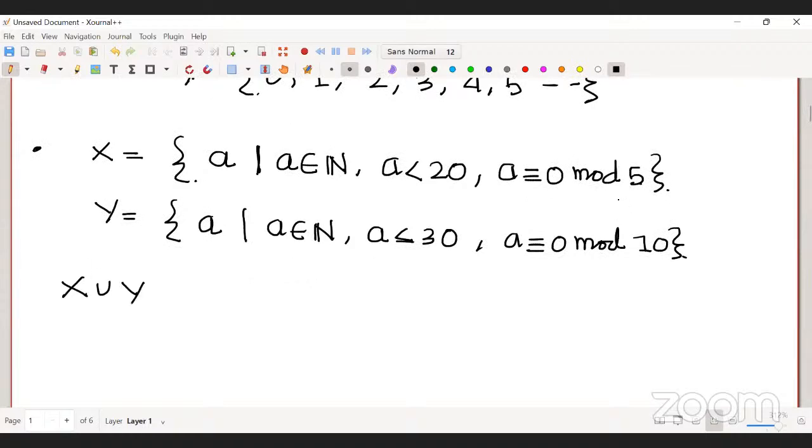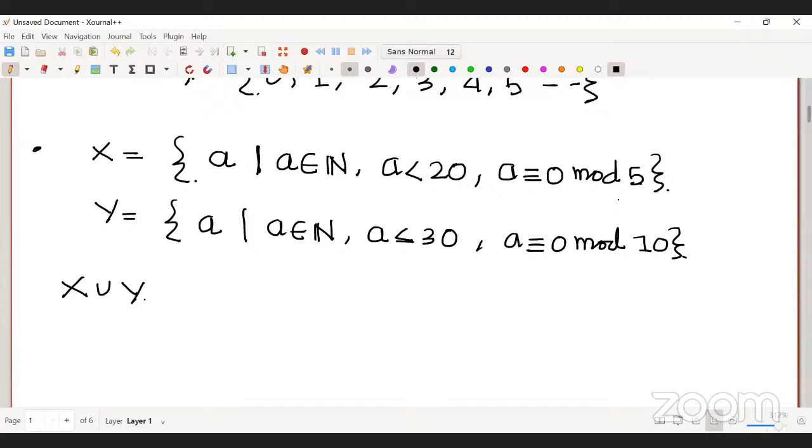Y, sir. Why? I think actually X should be the answer, right? Because any number that is divisible by 10 will also be divisible by 5.